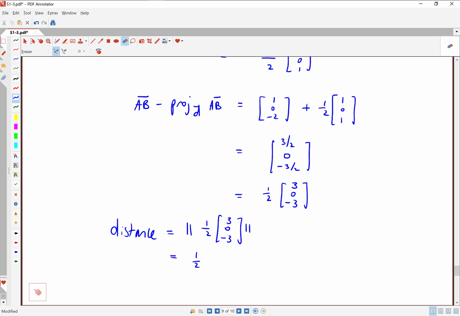Absolute value of a half is a half, and then multiply that by the length of 3, 0, negative 3. So the length of 3, 0, negative 3 is root 18. So our answer is going to be root 18 over 2. Or you could simplify that. You could say that's 3 root 2 over 2 if you wanted.